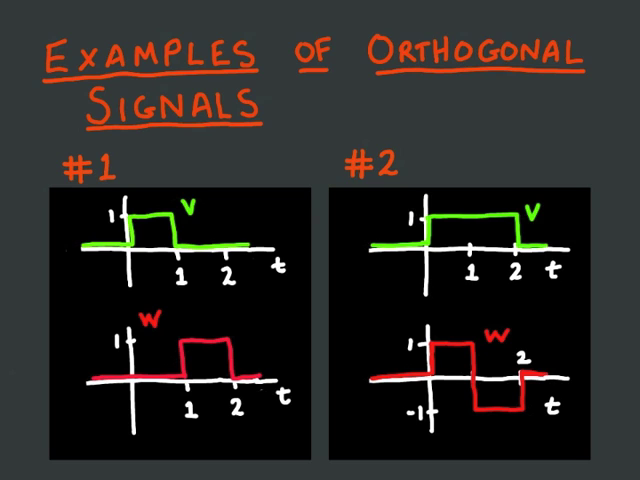Let's now consider example 2 on the right. We have signal V, which is equal to 1 for times between 0 and 2, and otherwise it is 0. And signal W, which is +1 between 0 and 1, and -1 between 1 and 2 seconds. When we multiply V times W, we'll find a signal which is 1 between 0 and 1 second, and -1 between 1 and 2 seconds. When we integrate that signal, the V times W signal, we'll find out that that's equal to 0, because the positive and negative areas will cancel out.